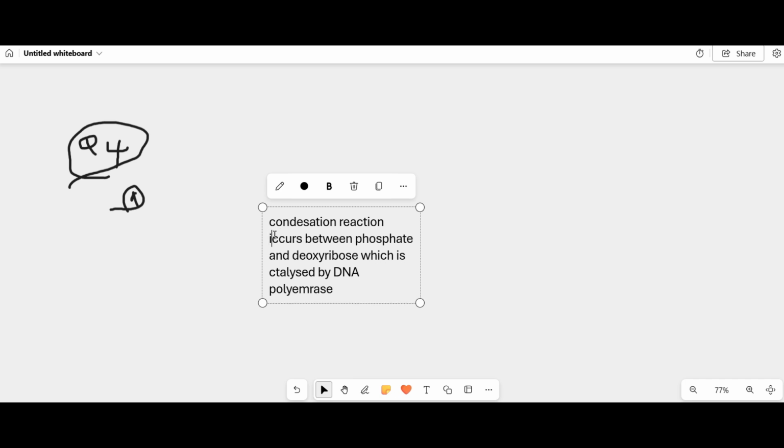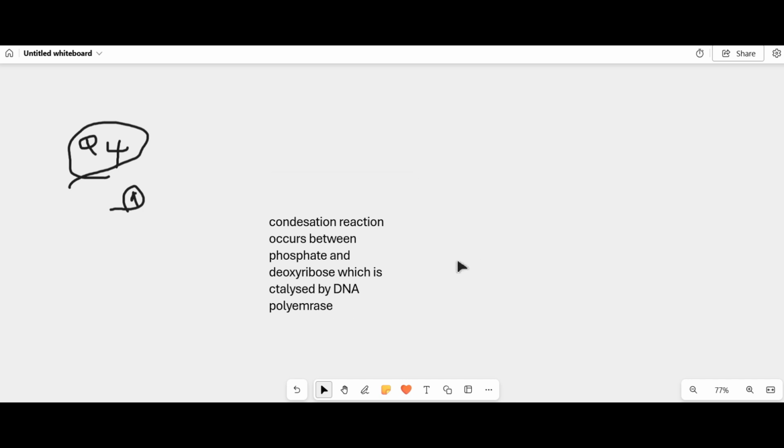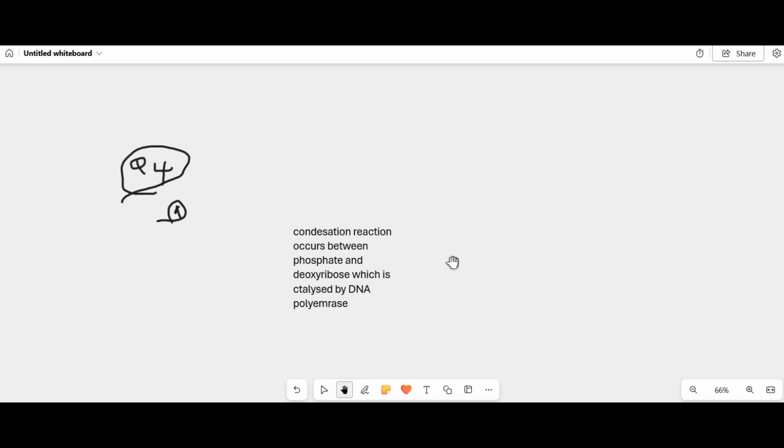This is forming DNA, catalyzed by DNA polymerase, and the bond is between deoxyribose and phosphate. That's the phosphodiester bond.